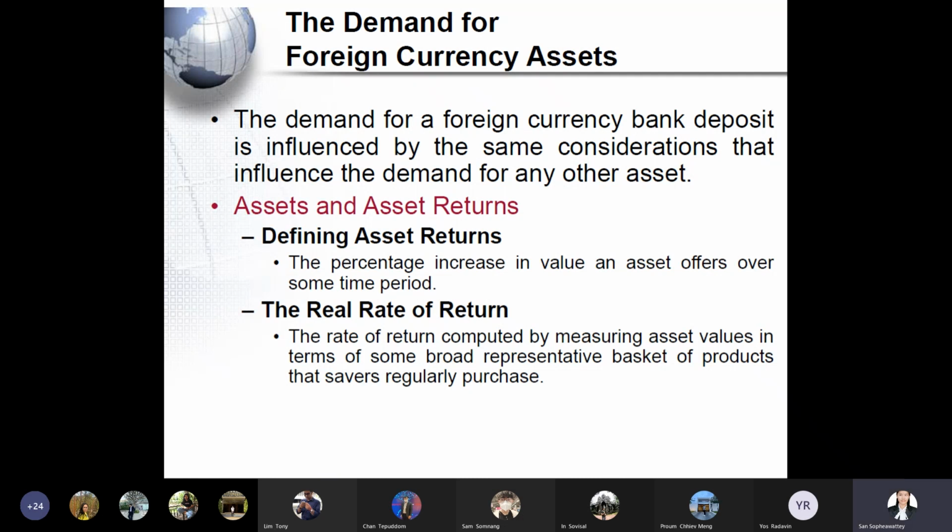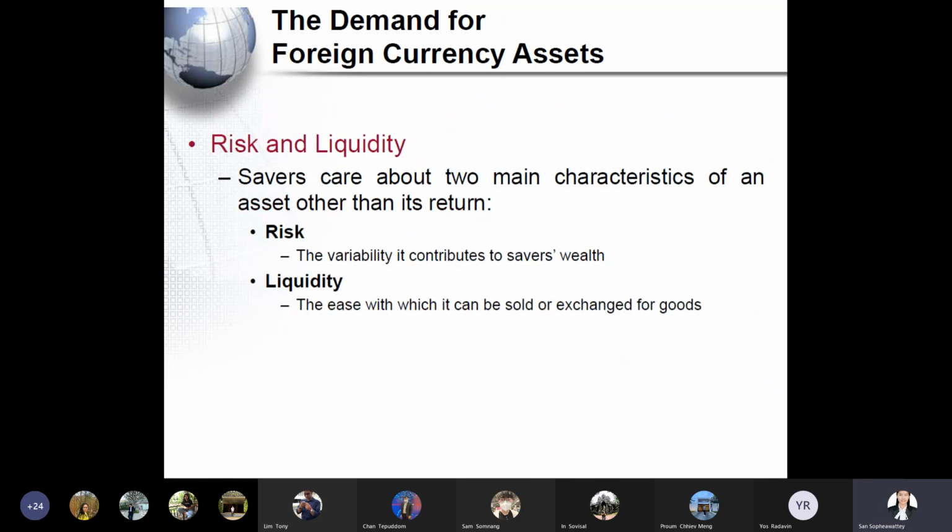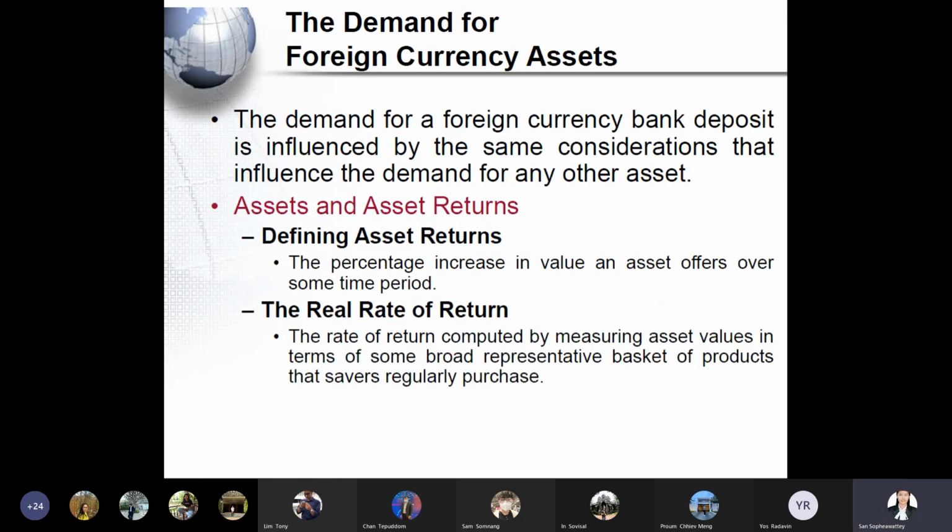So it is the expected real return that matters, actually, because of the ultimate goal of saving. Here we're talking about bank deposits. It means you save money at the bank. So the ultimate goal of saving is actually for future consumption. And the real return measures the goods and services that a saver can buy in the future in return for giving up some consumption today.